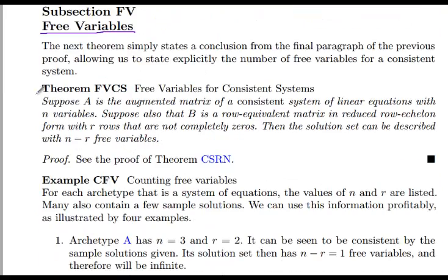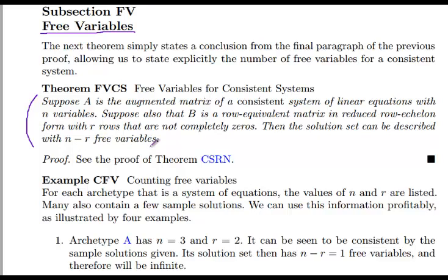So here we have a formal statement of that proof. Suppose A is the augmented matrix of a consistent system of linear equations with n variables. So it is consistent, so it has at least one solution. Suppose also that B is a row equivalent matrix in reduced row echelon form with R rows that are not completely zeros. That means the number of pivot columns is equal to R. Then the solution set can be described with n minus R free variables.